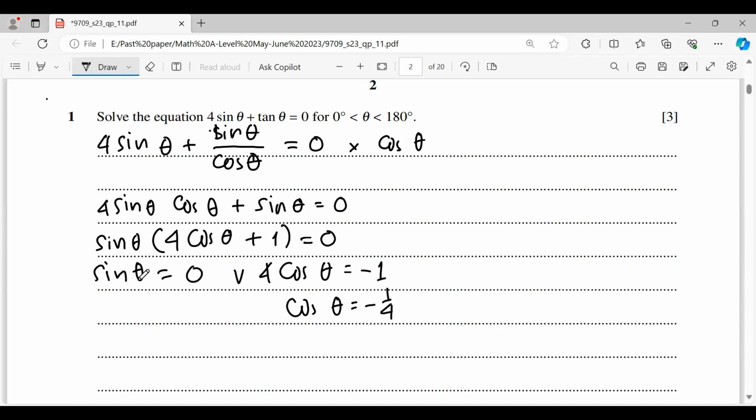Sine theta equals 0 means theta equals 0, but as I told you, 0 is not included in the solutions. So for this, there is no solution. The solution is only this: theta equals cosine inverse of negative 1/4.